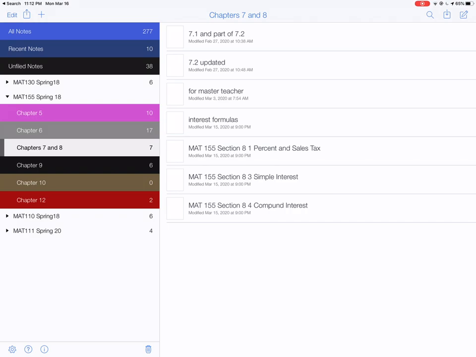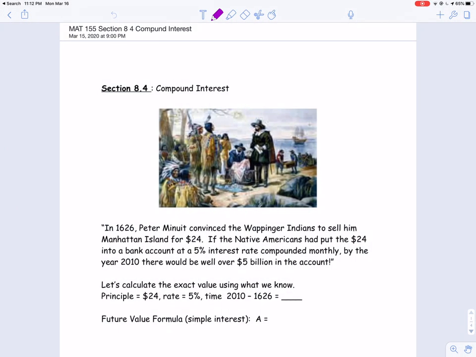Alright guys, let's go ahead and work on those notes for 8-4. Let me remind you a couple of things first. We've been talking about simple interest, and simple interest uses one of these formulas.